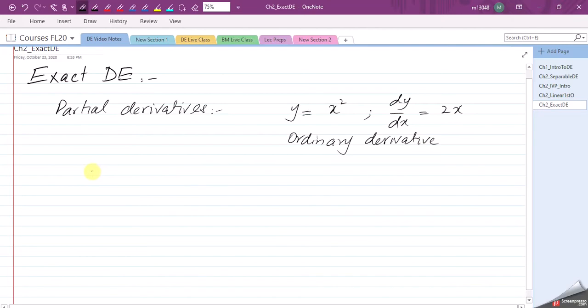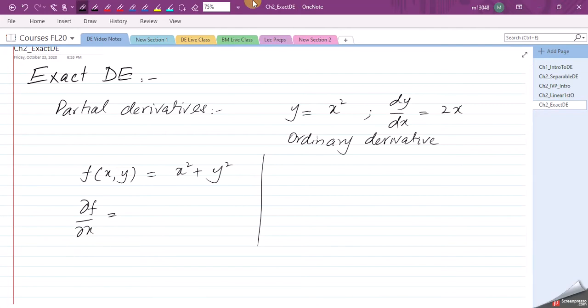What if we have a function of two variables? For example, if we have f of xy equals x square plus y square, let's start with the easy one. Then the derivative with respect to x is called a partial derivative because now f depends on x, f also depends on y, f partially depends on x, and f partially depends on y. That's why the derivative with respect to x is partial derivative of f with respect to x.